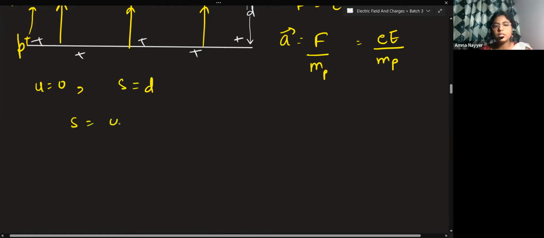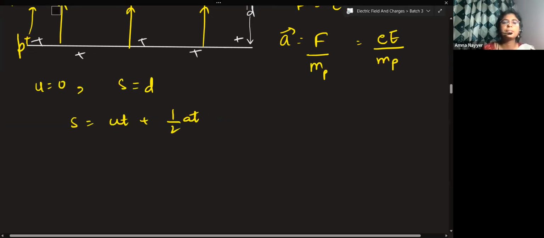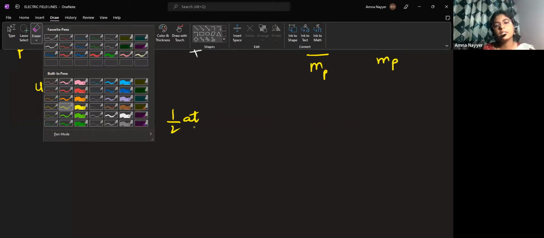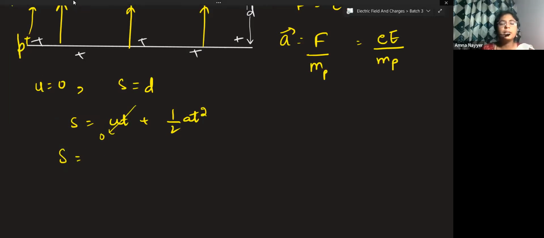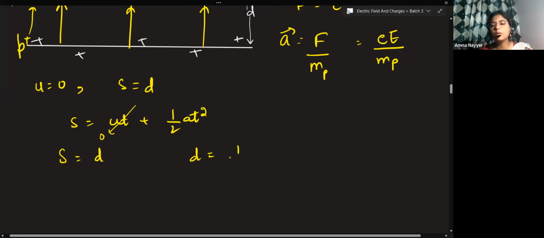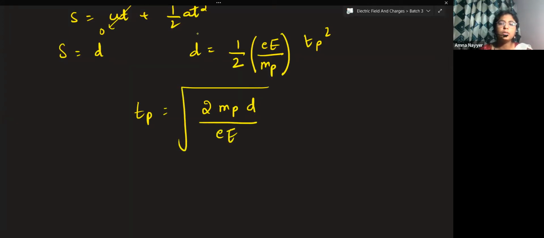Now, if you use the equation S is equal to ut plus half a t square, u is zero, and S is equal to d. So d is equal to half times acceleration, eE by mp, times tp square, where tp means the time taken by the proton. So the time taken by the proton will be the square root of 2 mp d divided by eE.